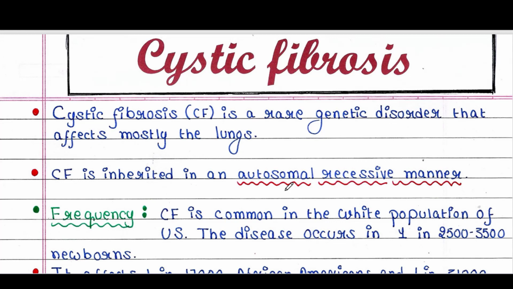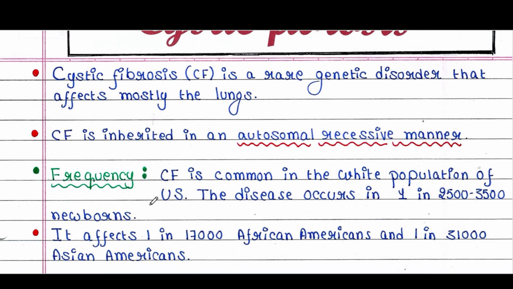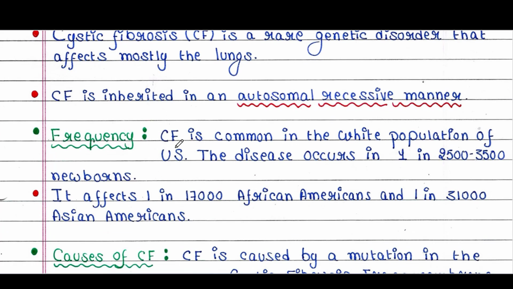Okay, so let's see the frequency of CF. Cystic fibrosis is common in the white population of US. The disease occurs in 1 in 2,500 to 3,500 newborns. It affects 1 in 17,000 African Americans and 1 in 31,000 Asian Americans.